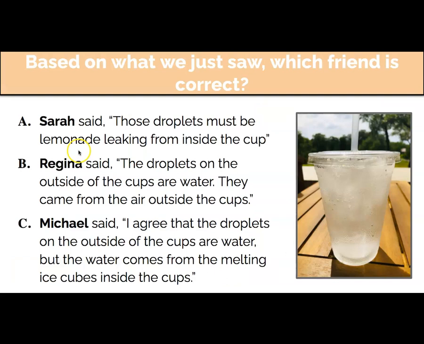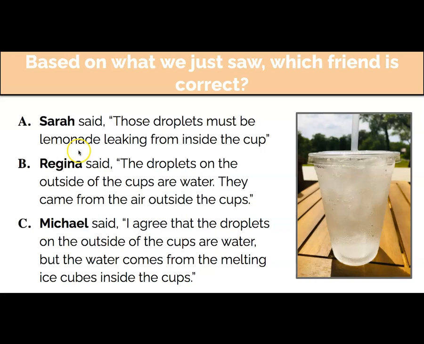So we just tested out these claims. And Sarah, remember, Sarah said that the droplets must be the lemonade leaking from inside the cup. Well, we did food coloring, and we showed that no, it's not the liquid leaking from inside. And then Michael said he thinks the drops on the outside are water, but it was coming from the melting ice cubes. Well, we just took the mass of both systems over 10 minutes, and we found that the mass actually increases.